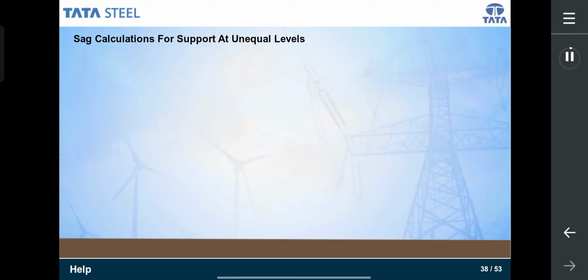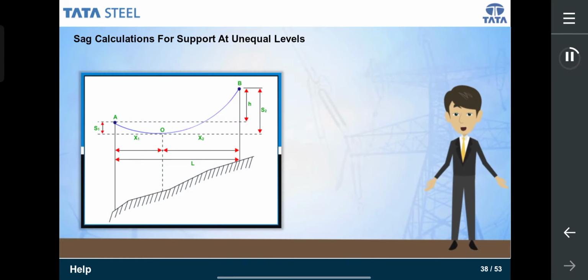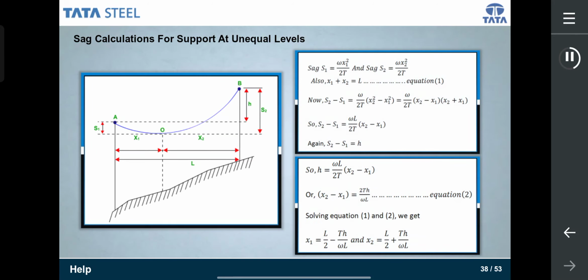These are the sag calculations for supports which are at unequal level. Having calculated the value of x1 and x2, we can easily find out the value of sag S1 and sag S2. The above formulas are used to calculate sag when the conductor is in still air and ambient temperature is normal. Hence, the weight of the conductor is its own weight.